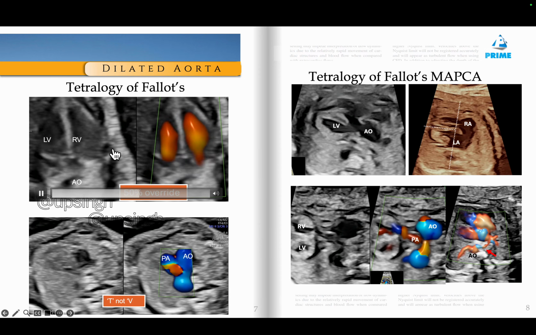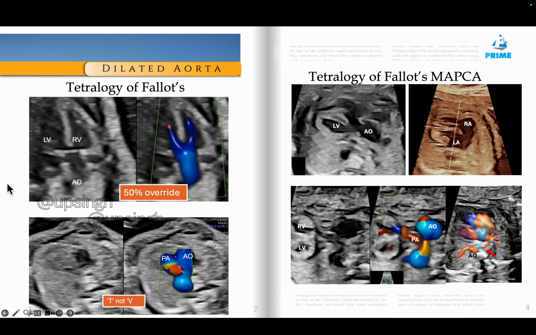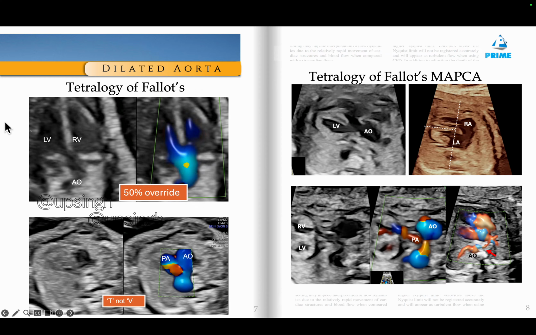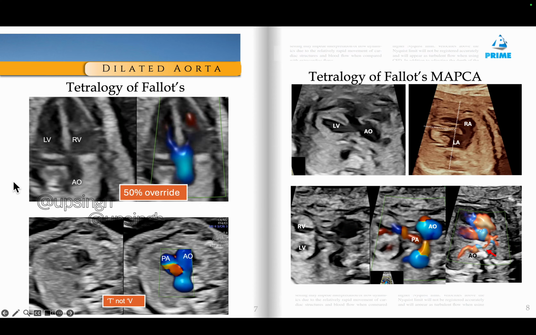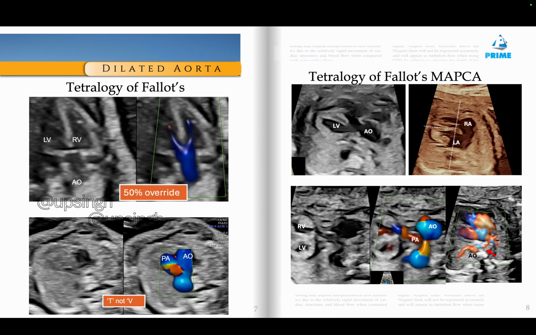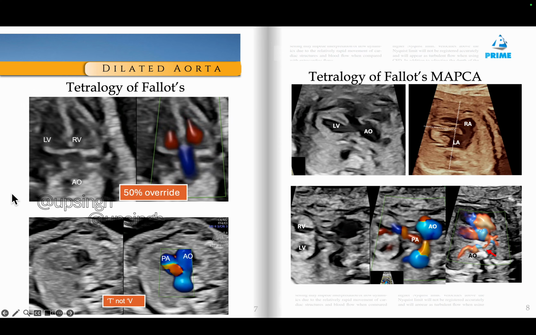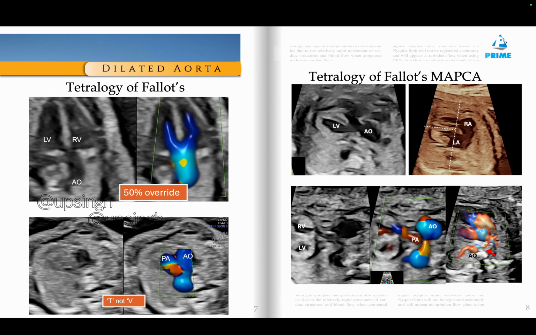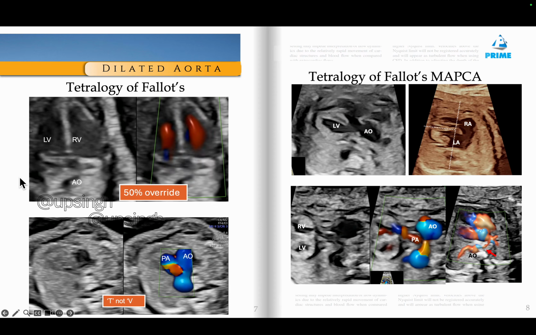and the very first case is a tetralogy of Fallot. And what you see here is a 50% override. Remember, the override percentage is best calculated in a 5-chamber view, because it's not as good and accurate once you are doing a lateral or a long axis view from the parasternal area.